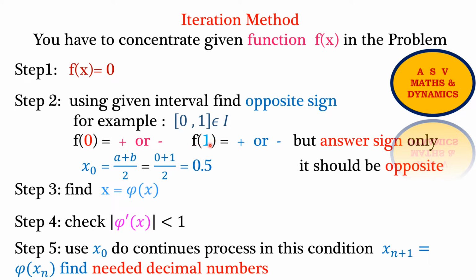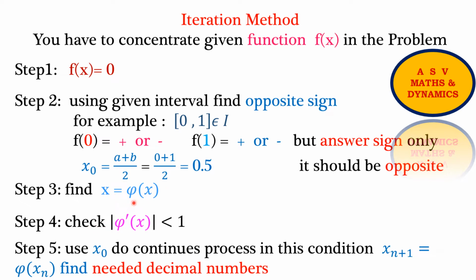So in this process, if you get opposite signs, you can find the x naught using the two interval values. You have to calculate like this, then you can get the value of x naught. For this interval, x naught is equal to 0.5. Then you have to find another step. Step 3 is x equal to phi of x. What is the meaning? From the function you have to make x equal to like this. You can consider x equal to phi of x also. So this is one of the steps.